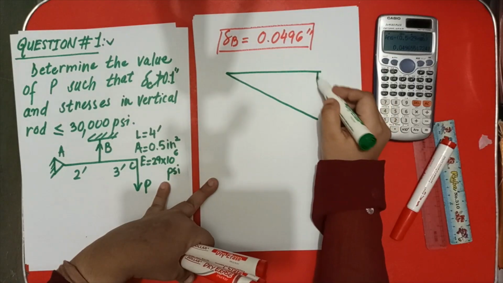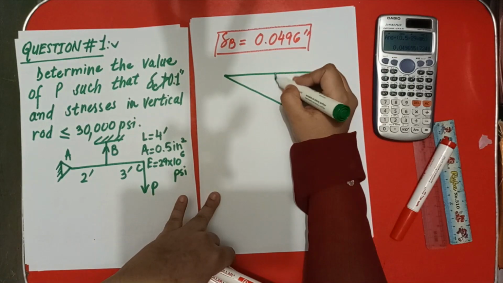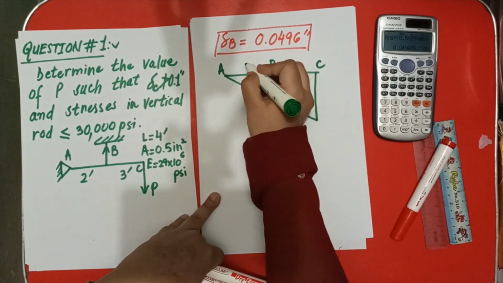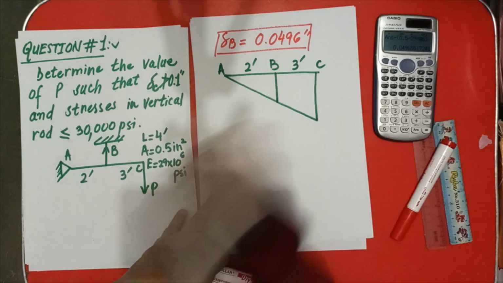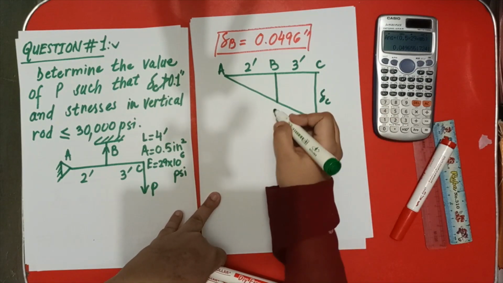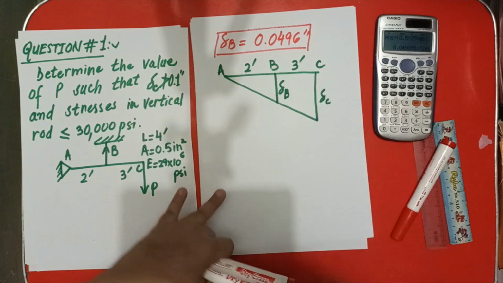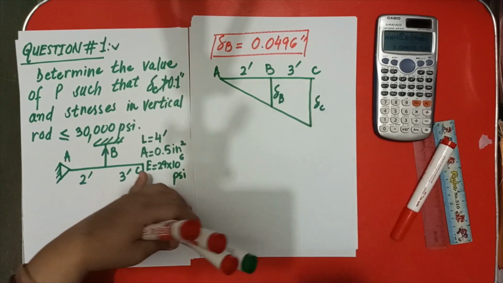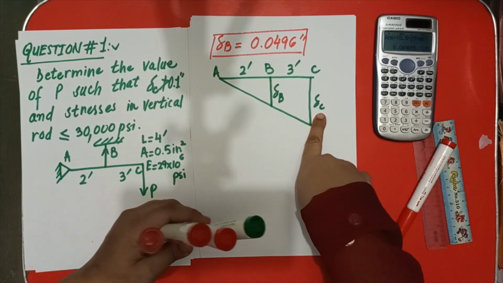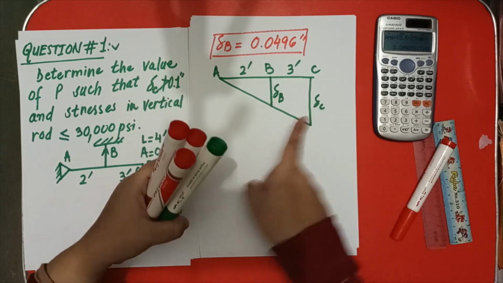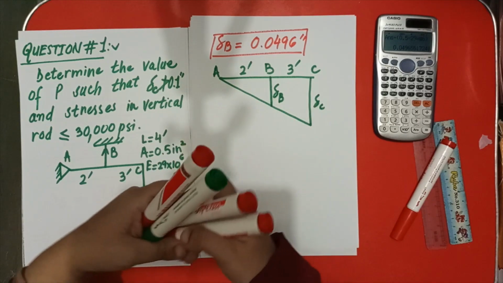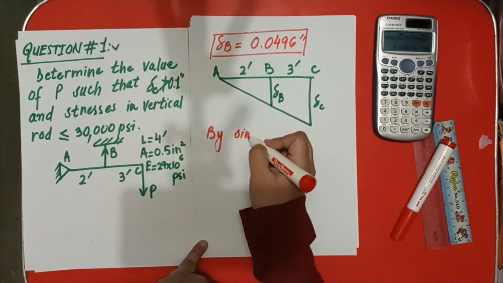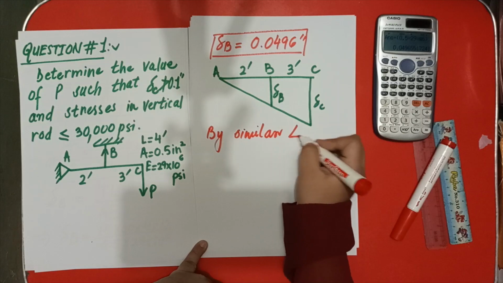This is the triangle. When deformation occurs, so what will happen? Deformation occurs from here, A, B, and this is C. This should be 2 feet and this should be 3 feet. This should be ΔC and this should be ΔB. So ΔB value, we have already found, 0.0496 inches, and we have to find out ΔC. So how can we find out ΔC? By using similar triangles, I have already discussed in my previous lectures how we can find similar triangles.